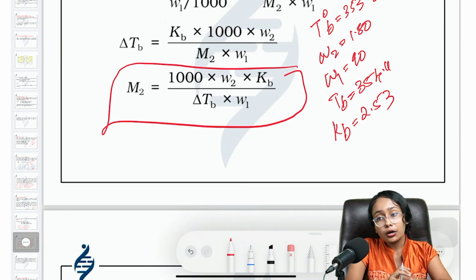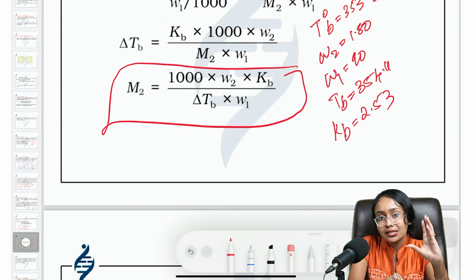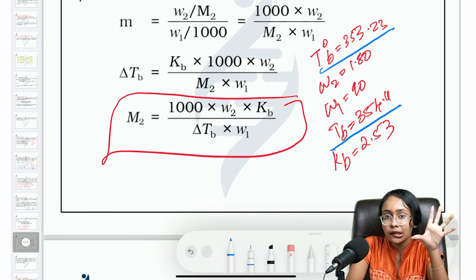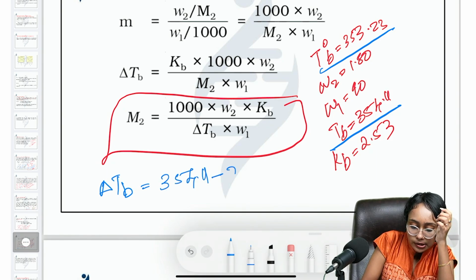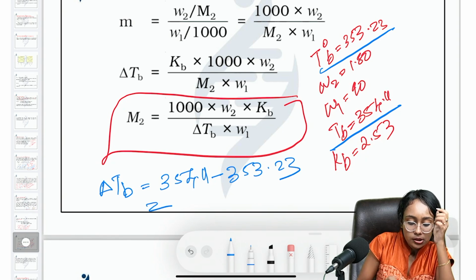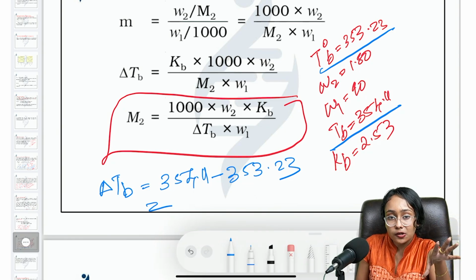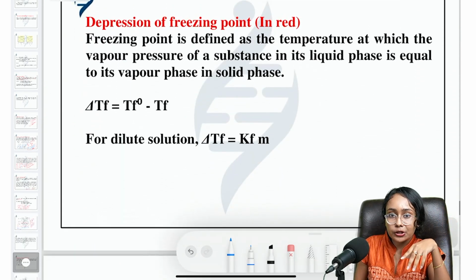I've already said when a pure substance is boiled, it is easier to boil than a mixture of two components. Means the boiling point will be higher for a mixture than a pure substance. That's why we can see here the T naught B is less than Tb. So how do we find delta Tb? Delta Tb for the equation provided here is 354.11 minus 353.23. Just do the calculation and find delta Tb and substitute the value of that in the particular equation of M2, molar mass of solute. We have got this equation through which colligative property method? Elevation of boiling point. Now coming to depression of freezing point.